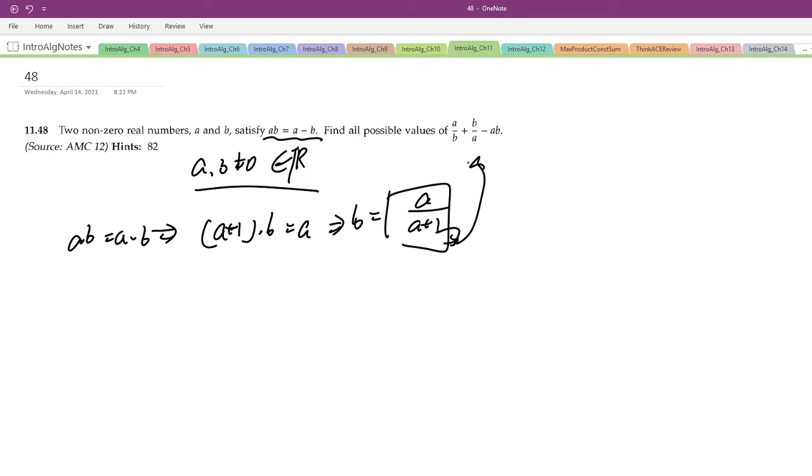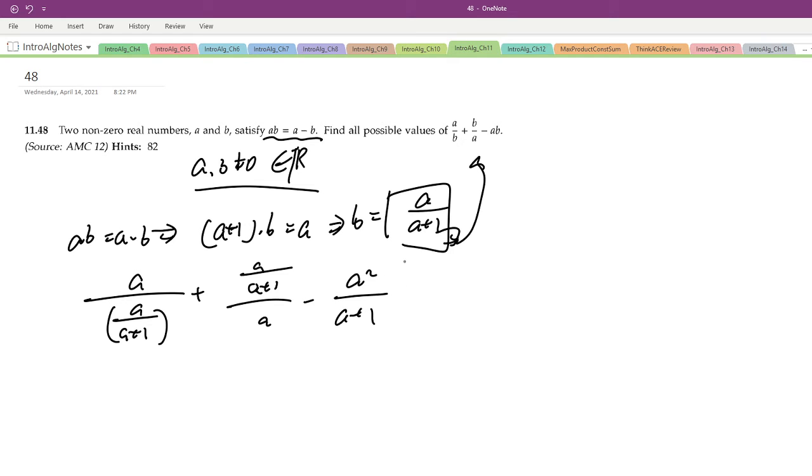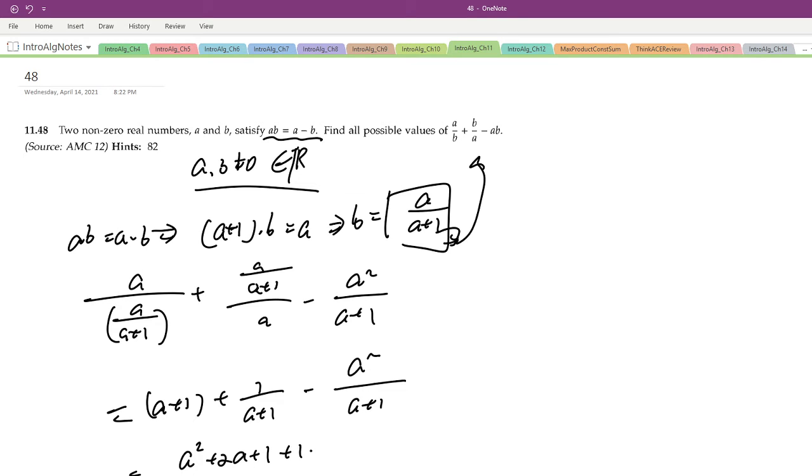Now let's apply this one to here. So a over a plus 1 plus b is a over a plus 1 divided by a, then minus ab is a squared over a plus 1. Then this one equals, after cancelling, a plus 1 plus 1 over a plus 1 minus a squared over a plus 1. So it is equal to (a squared plus 2a plus 1 minus a squared) over a plus 1. So it's 2a plus 1 over a plus 1, which equals 2.